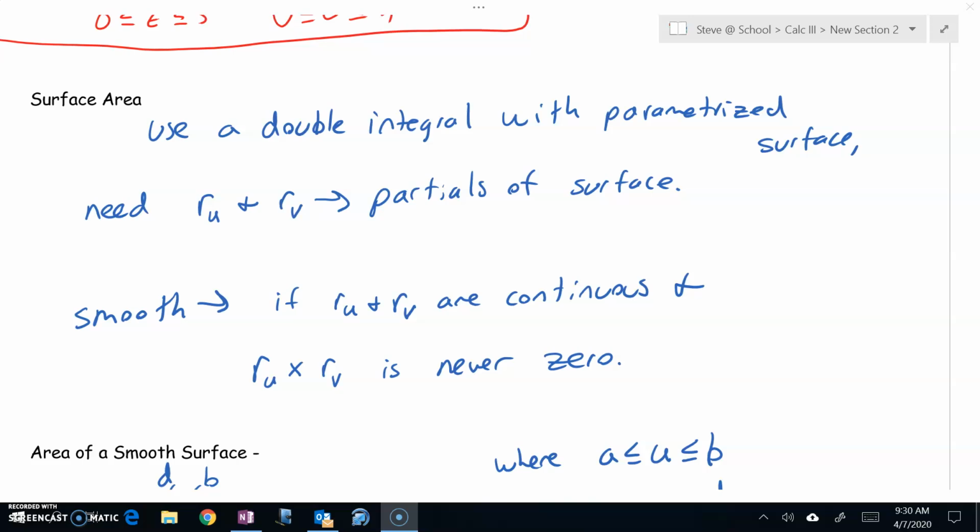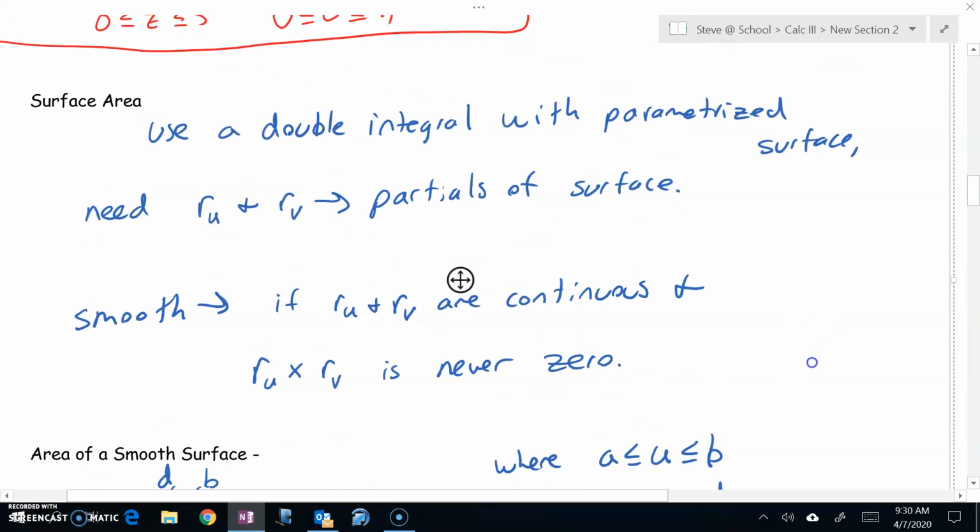Anyway, today we're going to talk about surface area. The whole reason we did parametrized surfaces last video was so that we can easily find the surface area. To do that, you just need to do a double integral with the parametrized surface equation. You need the partials of the surface. So whatever variables you have the parameterization in, you need to do the partials with respect to those variables. It is considered smooth if the partials are continuous and the cross product is never zero.